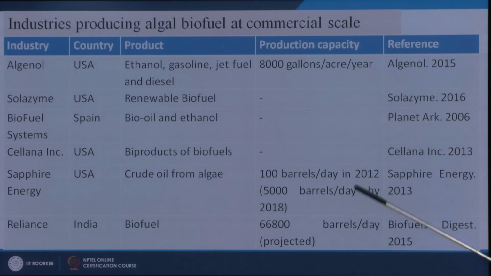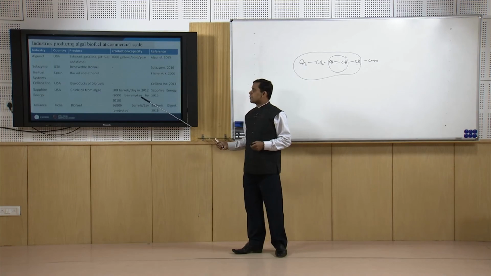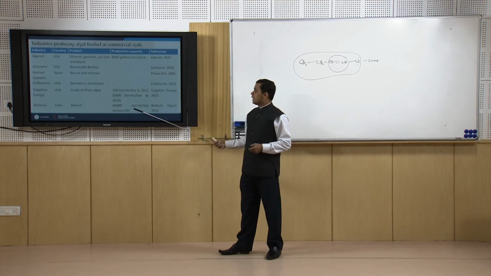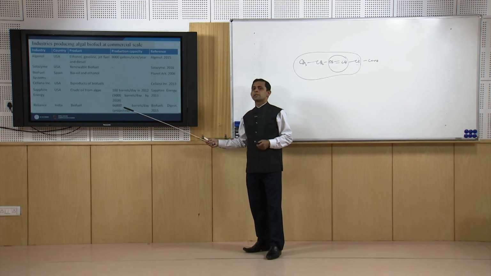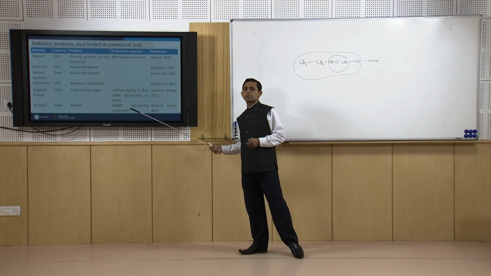And this is the capacity: Sapphire Energy USA, their capacity is 100 barrels per day in 2012, crude oil from algae, and this is 5000 barrels per day. And in India, Reliance Industries, they are proposing to produce 66,800 barrels per day of biofuels as per a report in 2015, but when they will produce this is not clear.